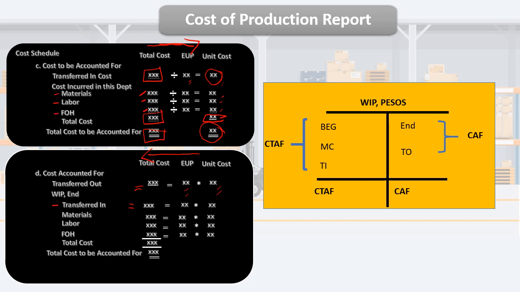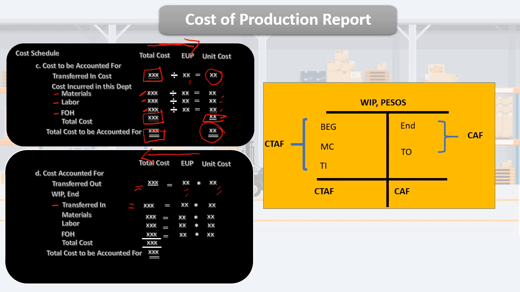So sa materials, labor, and factory overhead, ito naman po yung mga cost na na-incur during the month. So pabalik lang ulit from right to left. So ilalagay lang natin yung unit cost, then yung ita-times natin sa equivalent unit of production ng ending balance para makuha natin yung total cost on each manufacturing cost ng WIP ending.